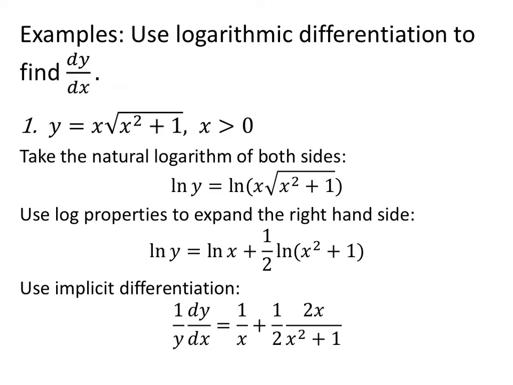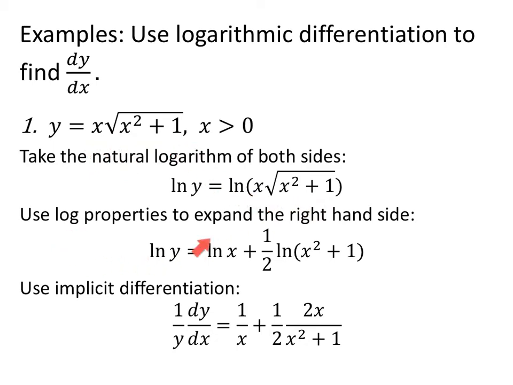Use logarithmic differentiation to find dy/dx if y equals x times the square root of x squared plus 1, for x values that are positive. Notice we would have a product rule, and within our product rule we'd have a chain rule. Is it hard? No. But if we can do it quicker and easier, do you want to? Absolutely. So we'll take the natural log of both sides. That's the natural log of y equals the natural log of our product.